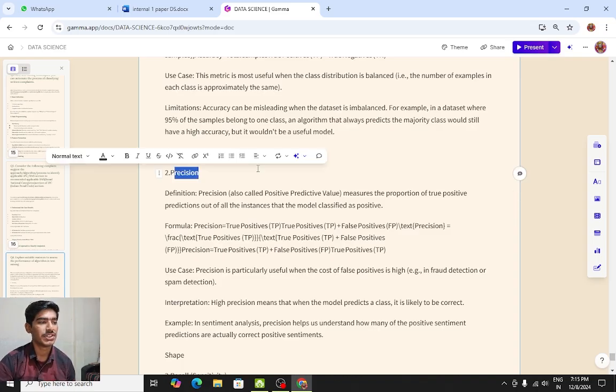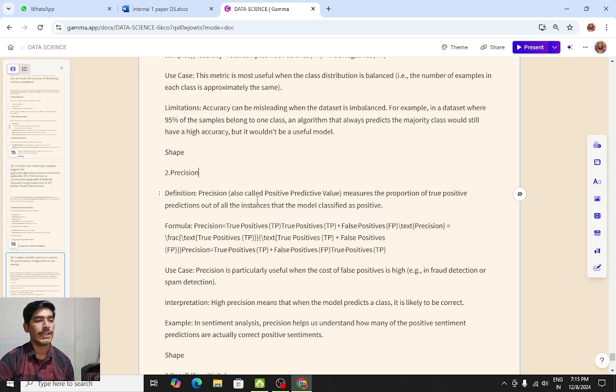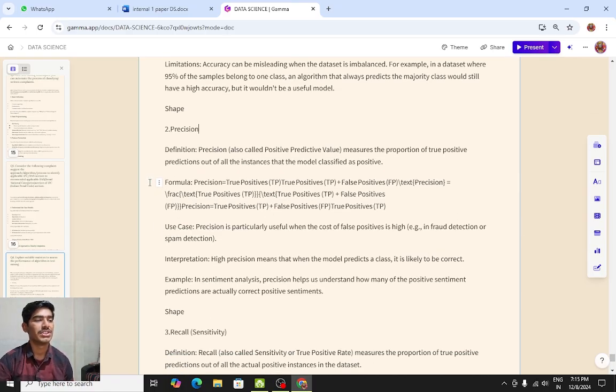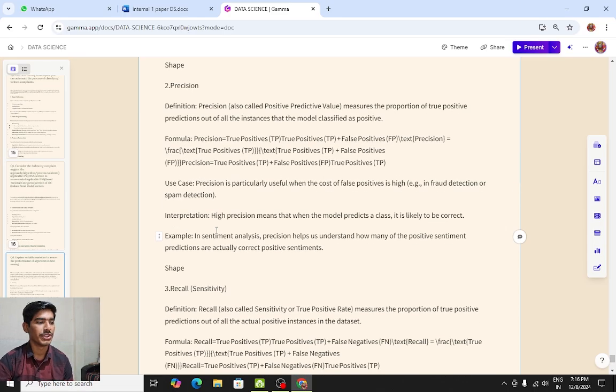Second is precision. Precision, also called the positive predictive value, measures the proportion of true positive predictions out of all the instances that the model classified as positive. The formula for precision is: precision = true positive (TP) / (true positive + false positive).